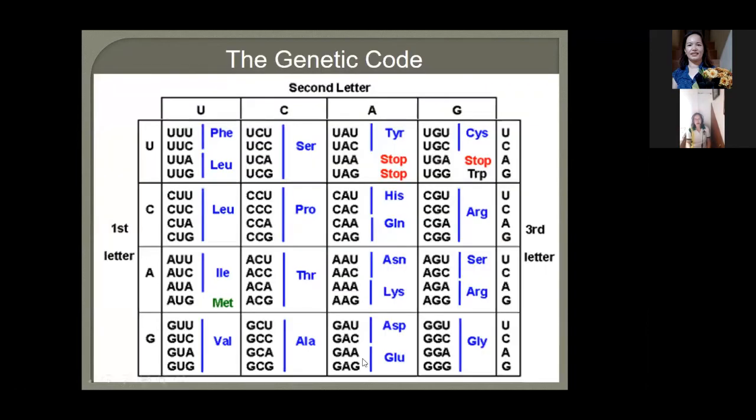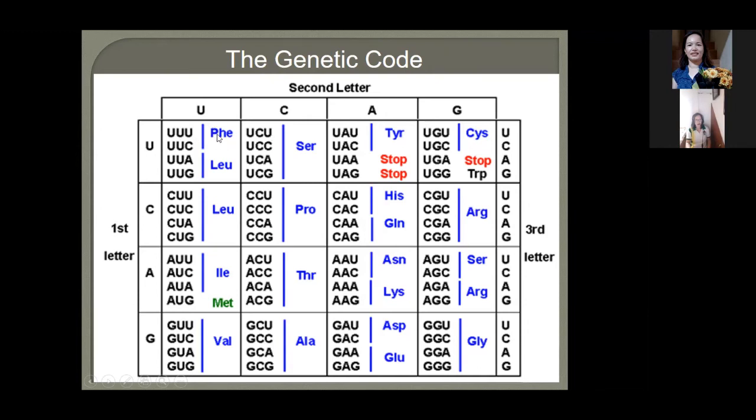So this consists of 64 codes wherein each is made up of 3 letters. So the first base is found on the left, the second base is found on top, and the third base is found on the right. And with a letter combination, say the first letter here, how is this formed? U, second is U, and the last is U.